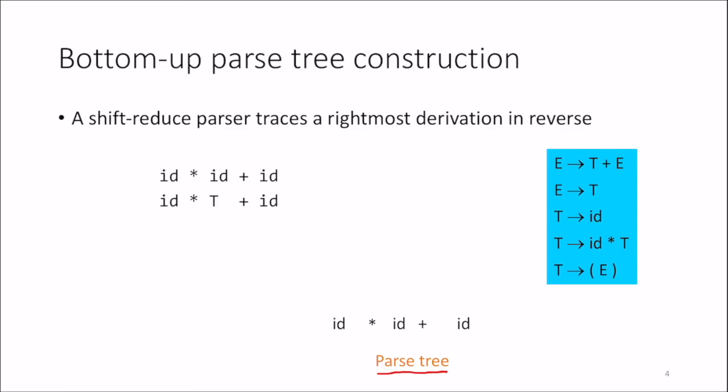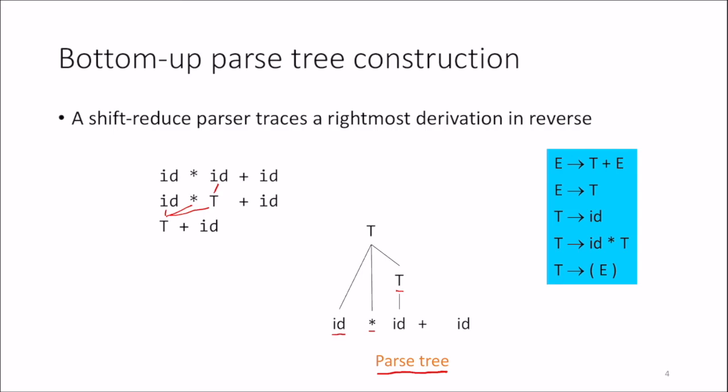And the first step was to reduce this id to a T. So I could keep track of that action, the reduce action, and draw it as part of the tree over here. Now the next step is I'm going to take the first three symbols, id times T, and replace it with a T, right? So I could say these three symbols got replaced with a T. And so if you look at these three symbols over here, id times T, I can replace it with the T non-terminal.